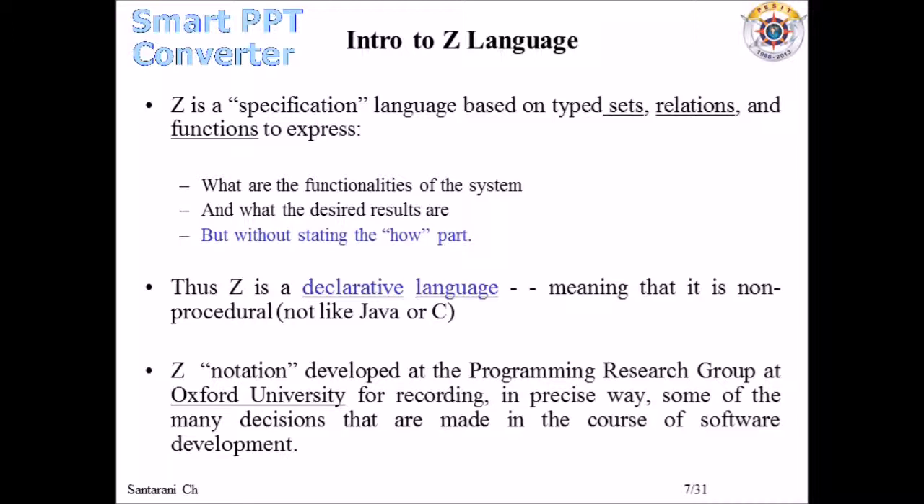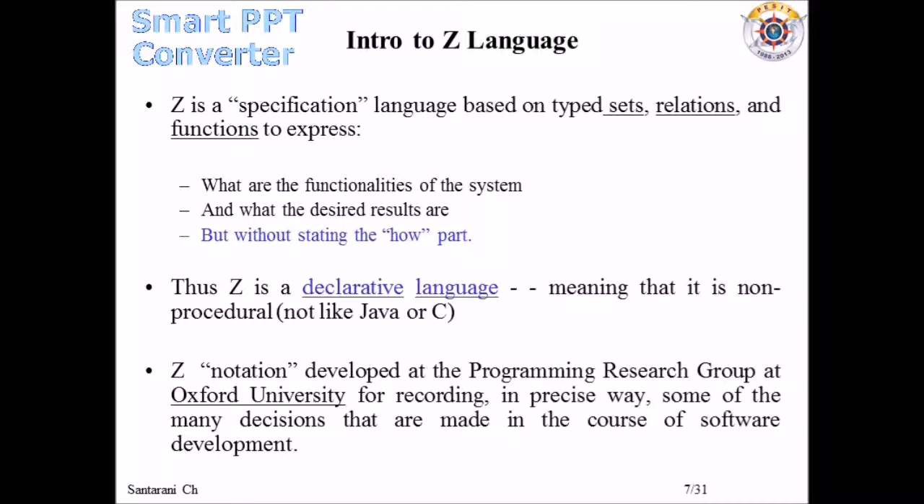As we have already mentioned, Z is a specification language based on types, states, relations, and functions to express what the functionalities of the system are, what the desired result is, but without stating the how part. That is, it expresses the abstraction. Z is a declarative language. It means that it is non-procedural, unlike Java or C.